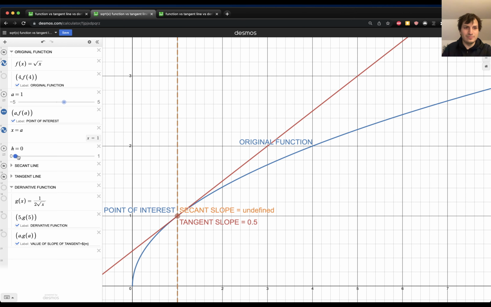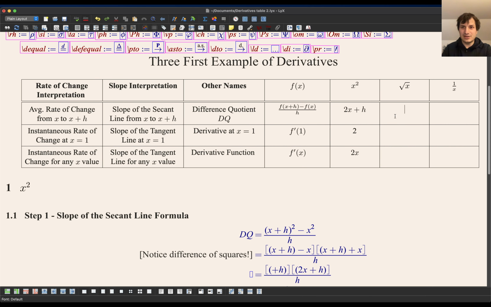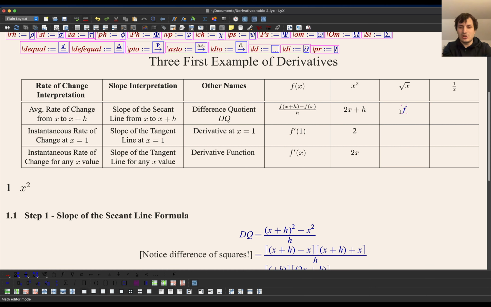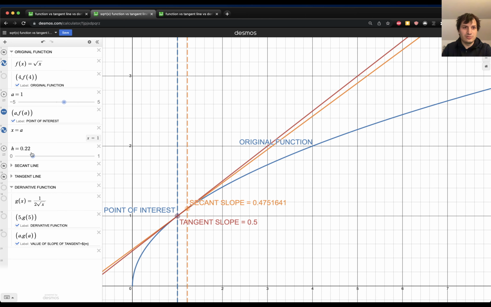We're trying to show that the secant line slope is getting close to 1/2. Let's do that. And that is filling in this entry of the table. What is the average rate of change of the square root function? Generically, you can always write it as the square root of x plus h minus the square root of x, divided by h. So it's the original function, you plug in x plus h, you plug in x. That gives you the rise in our secant line.